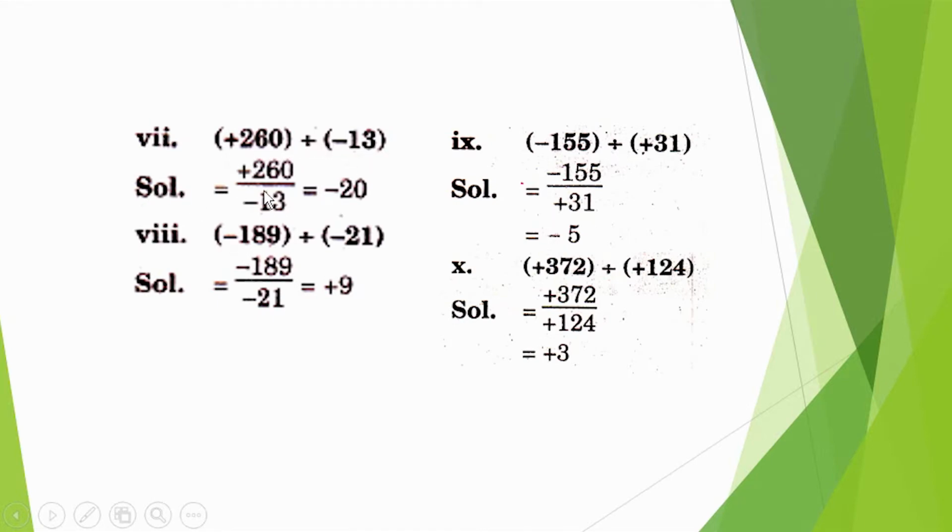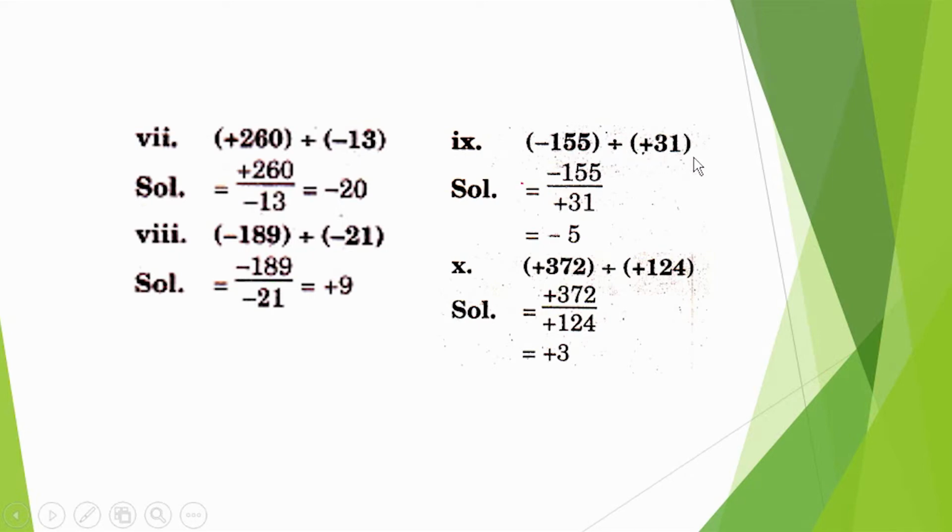Now plus 260 dividing by minus 13. 13 twos are 26 and 0 comes as it is. The sign will be minus minus plus minus minus. Next question, minus 89 dividing by minus 21. 21 nines are 189 and the sign will be minus minus plus.